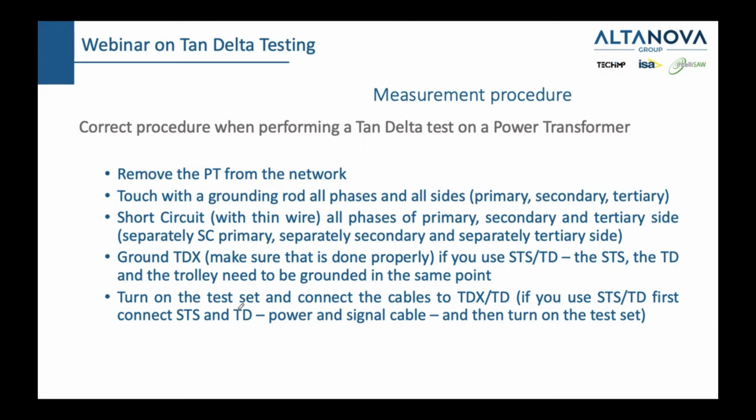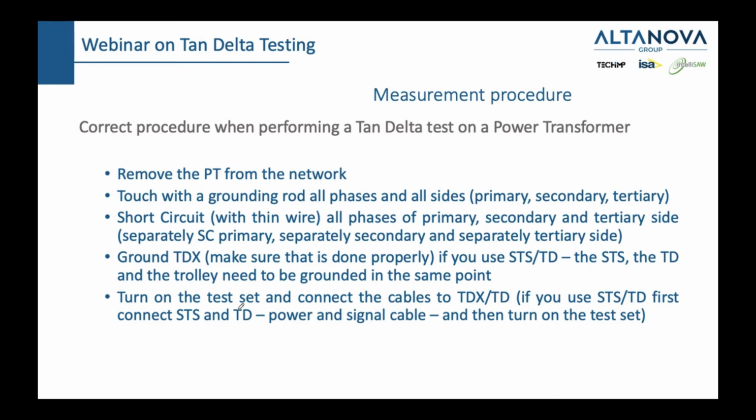Now, the first thing you need to do when you're doing a tan delta test is to remove that power transformer from the network. You simply open the circuit breaker, you open the disconnectors, so that you are the one who is generating voltage and current.